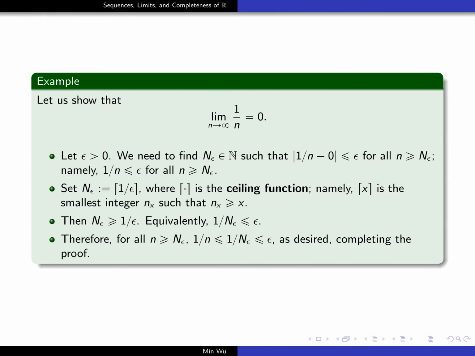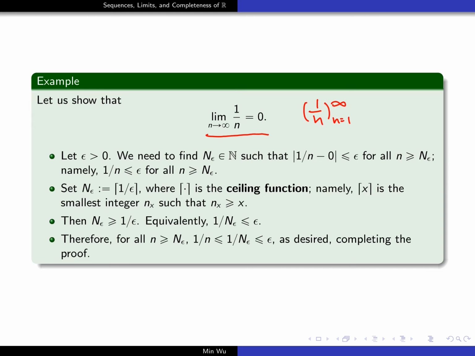Okay, so let's now look at one example. We want to show that the sequence 1 over n goes to 0 as n goes to infinity, or equivalently, as we write in notation here, limit as n goes to infinity of 1 over n is equal to 0. Just a reminder, this is the same as saying that this sequence 1 over n from 1 to infinity goes to 0 as n goes to infinity.